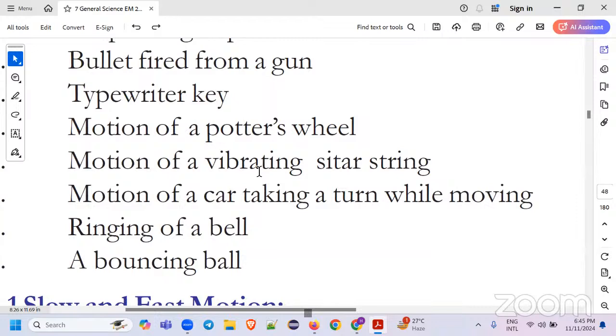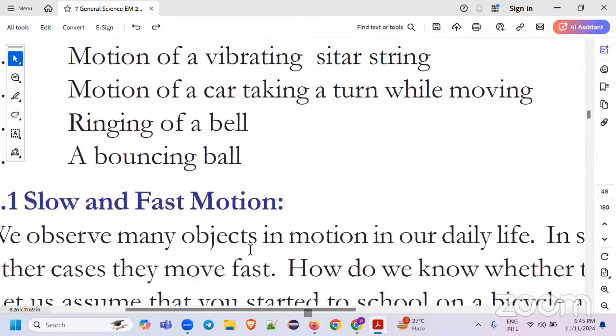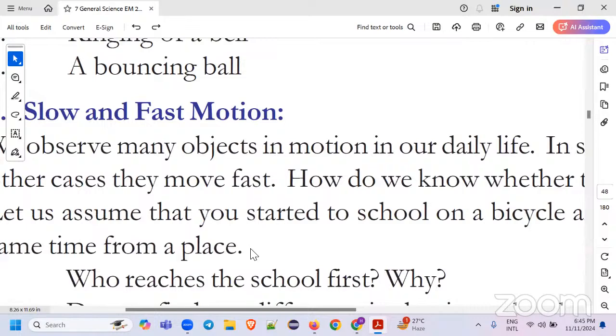Motion of a car taking a turn while moving, this is a curved path, translatory motion. Ringing of a bell and bouncing of a ball, it moves up and down.